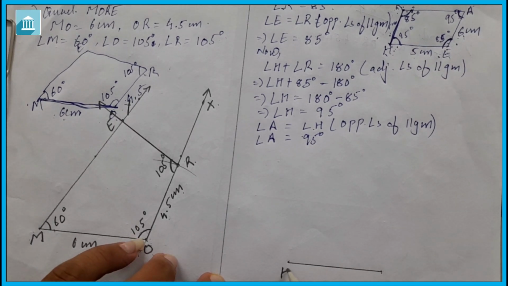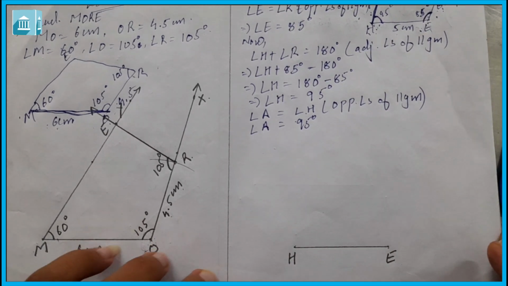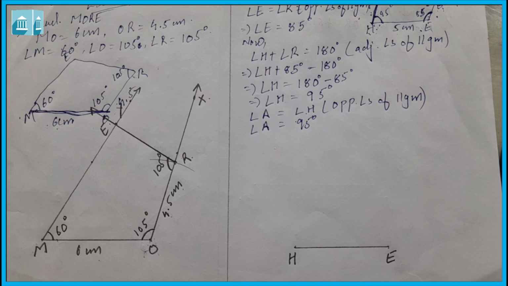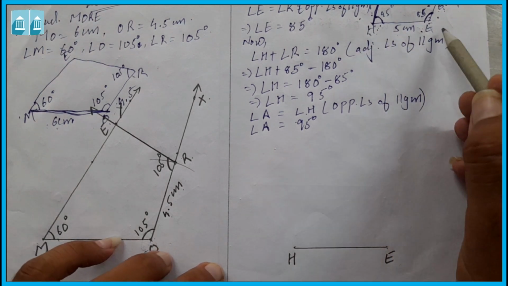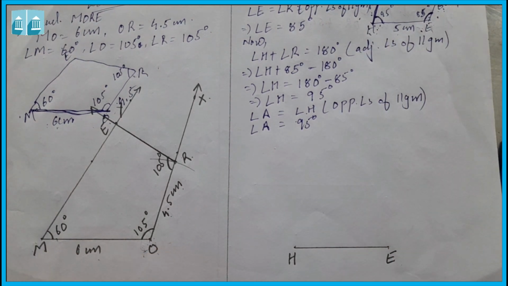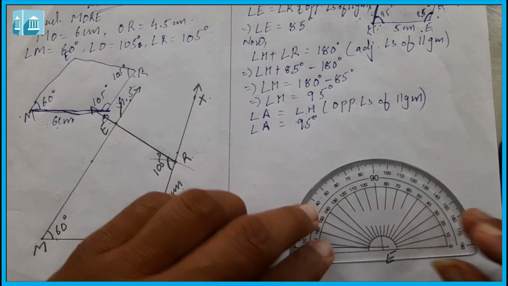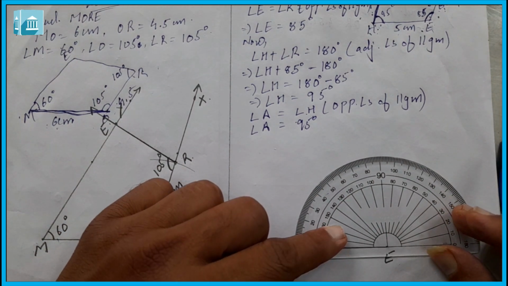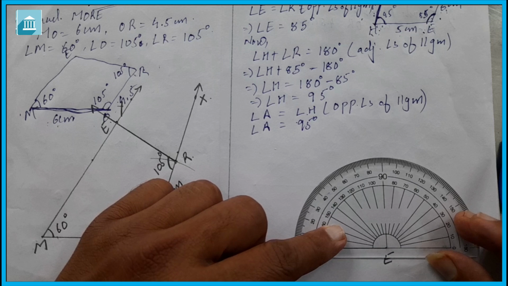That is our HE. This is our 5 centimeter. First we need to draw HE is equal to 5 centimeter. Now angle H 95 degree, angle E is equal to 85 degree. So with the help of protractor, first we will draw here 85 degree.